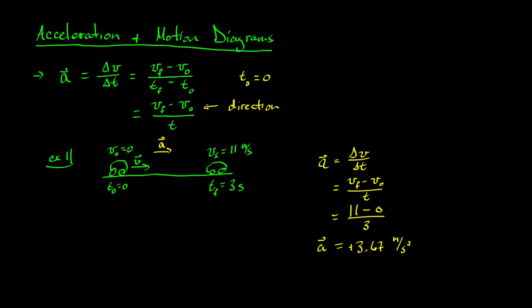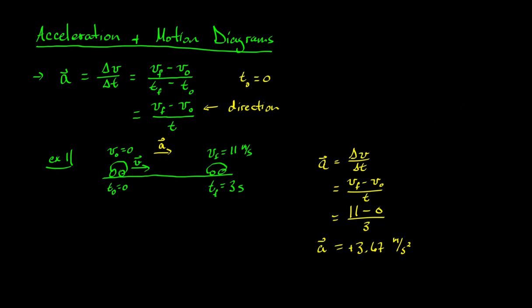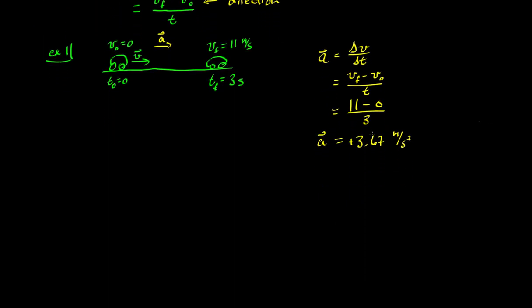So in this case, the object was speeding up, it got faster, and you can see that the acceleration and the velocity are in the same direction. They're in the same direction. And we'll test that. Let's test it. So now what I'm going to do is I'm going to turn it around. I'm going to say the car's going the other direction.